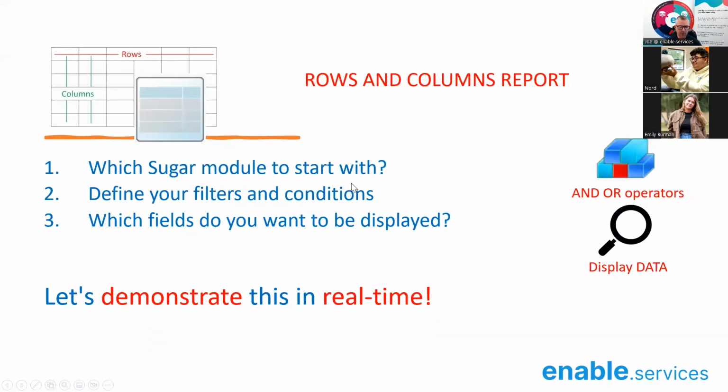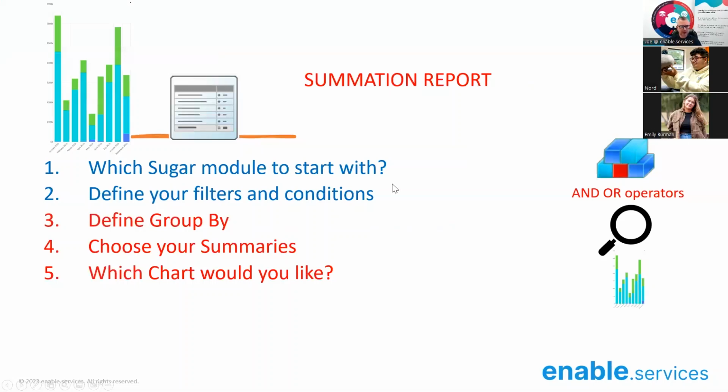And now we're going to go on to more of a summation report. You can see that two of our questions are the same as the rows and columns reports. However, we have these three new ones: define group by, choose your summaries, and which chart would you like to use? Define group by is how do I want to group my data? In this case, we're going to look at closed-won sales by revenue, by product, by user, etc. Again, we're going to do it live so you can see how this works. Once you create one report, you'll get the idea of how they all string together. So let's tackle this live.